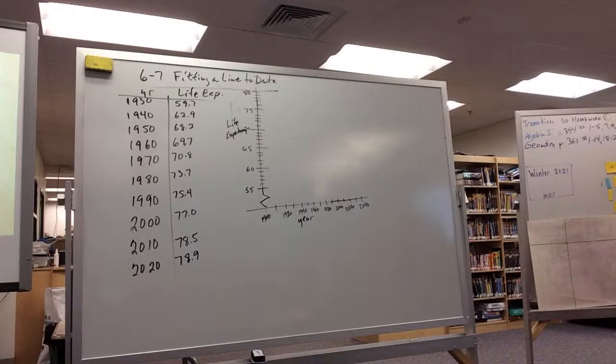That's what I'm doing. I went up as far as 80. Are we okay? Plot the points. 1930, 59.7. Keep on going. You don't need to label them, just put the points out there.